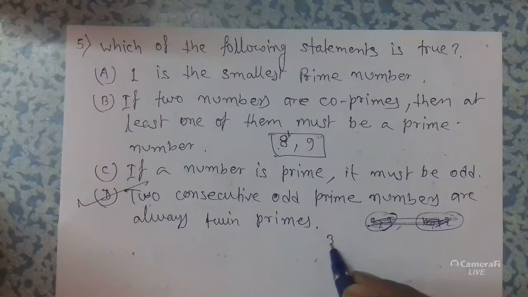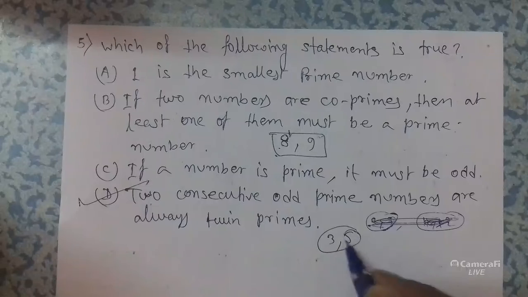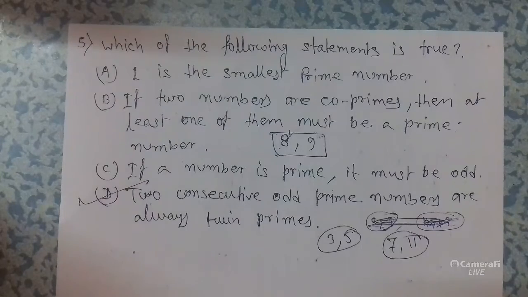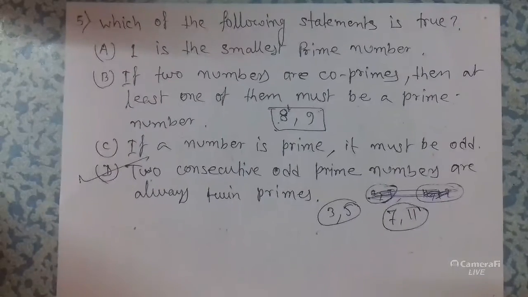So one prime number is 3 and the second one is 5. So these two are twin primes. And similarly 7 and 11, these two are consecutive odd prime numbers. So these two are also twin primes. So option D is the correct answer. Next problem.